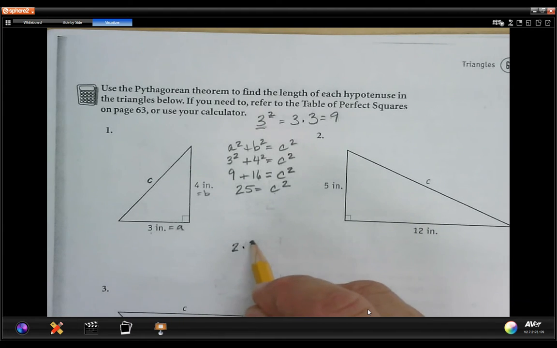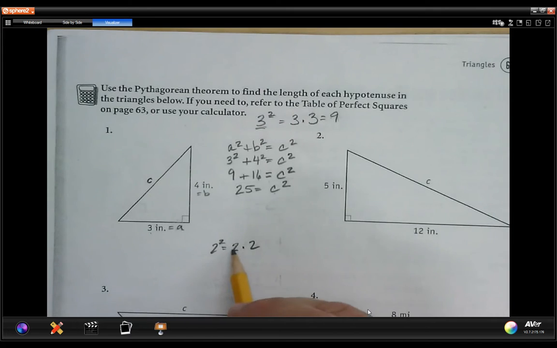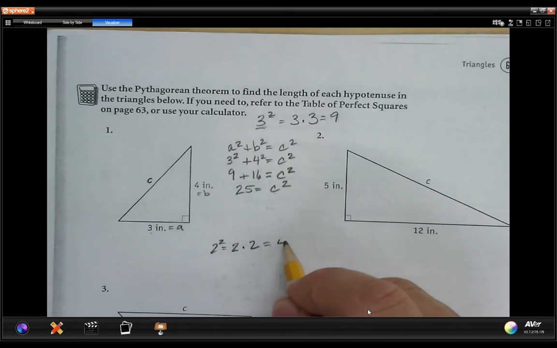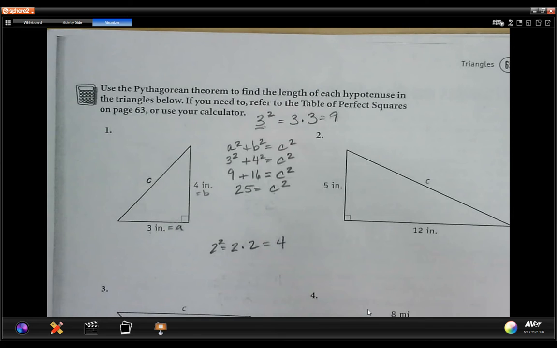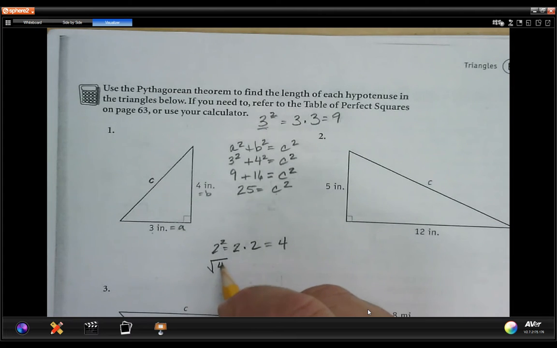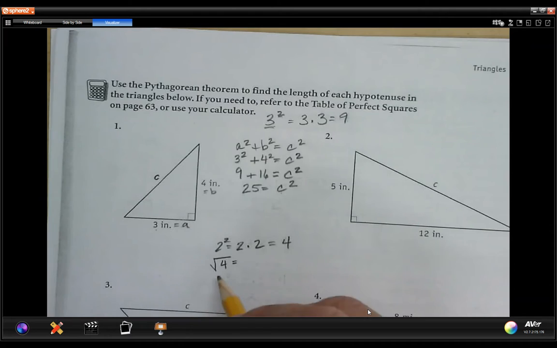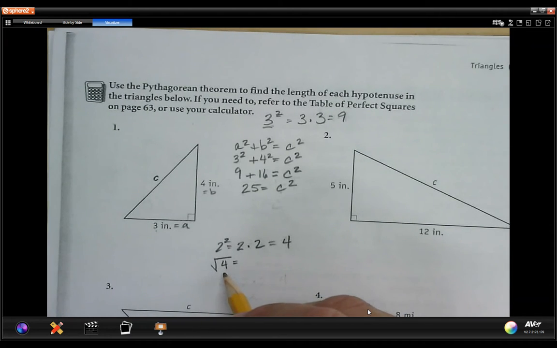If I take 2 times 2, which is the same thing as 2 squared, right? 2 squared is the same thing as 2 times 2. That gives me 4. Now, how could I take that 4 and somehow get it back to a 2? Well, let's think about the square root. The square root of 4 means that I'm looking for a number that when multiplied times itself will equal 4. Well, the square root of 4 is 2 because I could take 2 times 2 and it would equal 4. So that brings me right back to the original number that I started with.